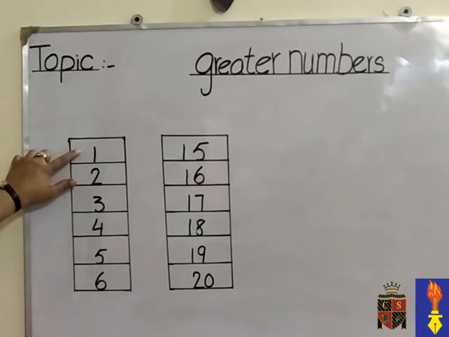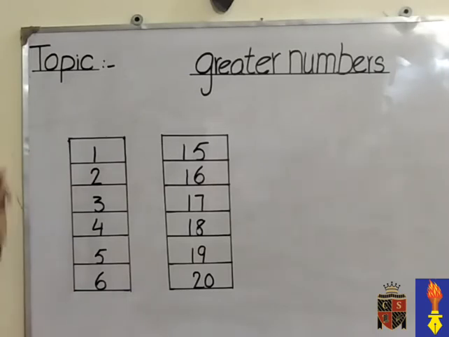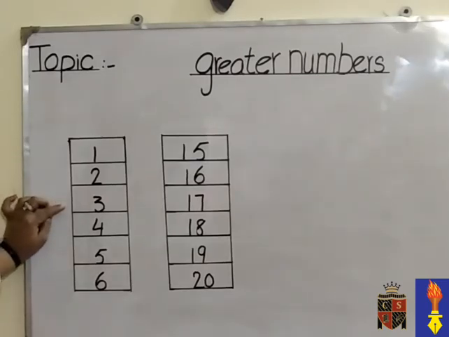Okay, 1. What comes after 1? 2. So 2 comes after 1. It means 2 is the greater number, or a bigger number, than 1. 1 is the small number and 2 is the greater number because 2 comes after 1. Now let's see what comes after 2. It's number 3. So now 3 is the greater number.